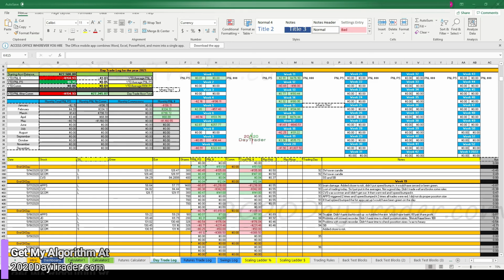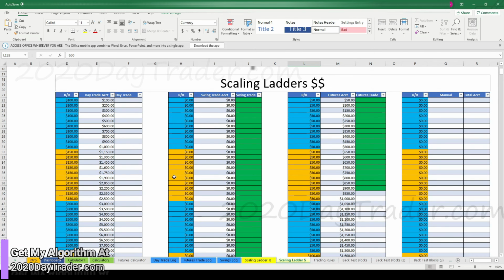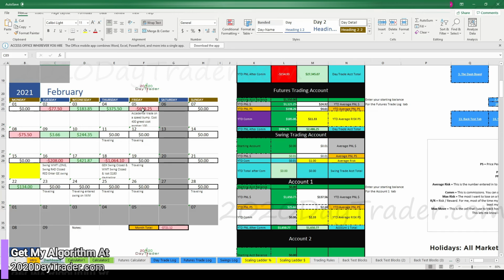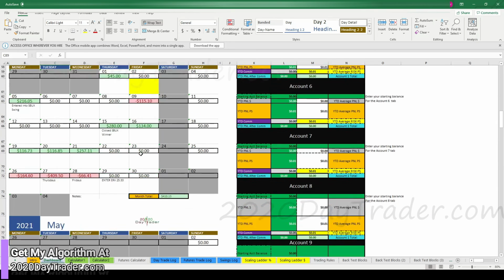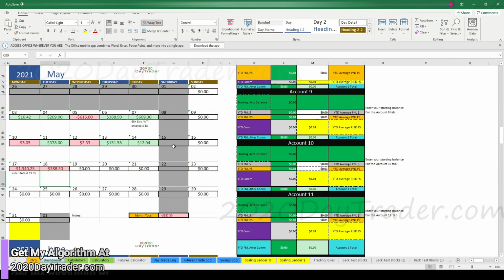So, all right. So scaling ladder. I do have one good piece of news though. We're back to 0. Oh man. Futures. At least I got my futures account still rolling. So we're in an options trade over there that's going pretty good right now. So that's good. And then February, March, April, May. So here we are in May. Calendar 587 down for May total.